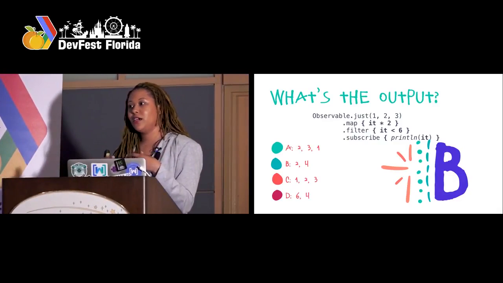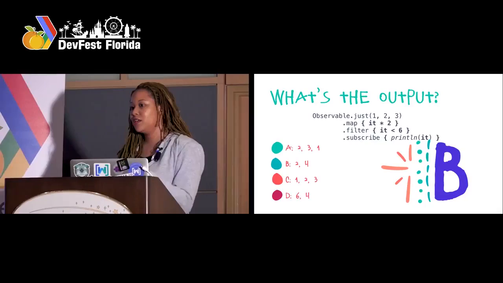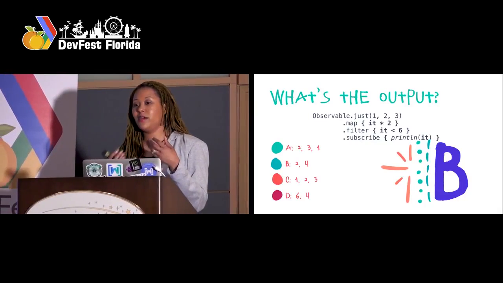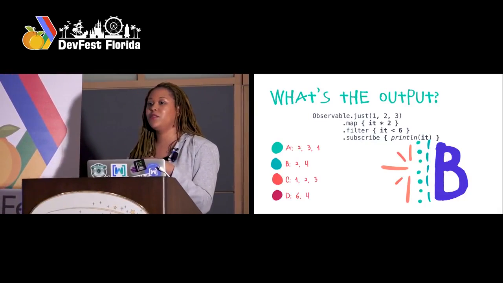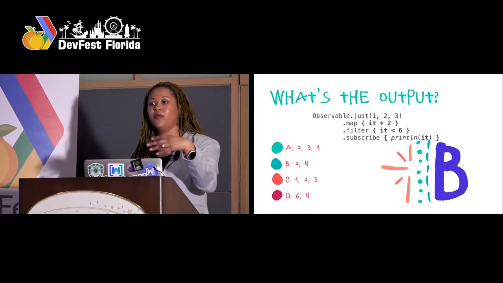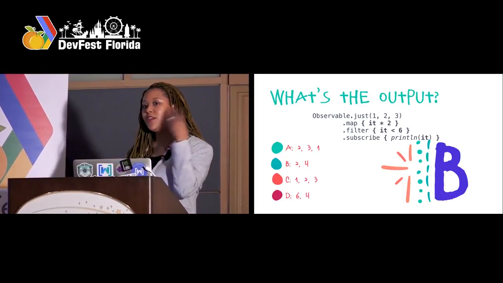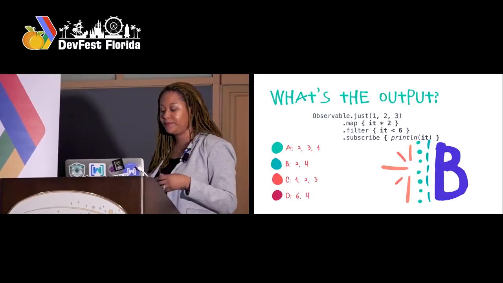So if you just kind of take your time when you're learning RxJava, start off with simple things like this. Numbers tend to work a little bit better when you want to understand how the chaining works and how the operators work, and then you can really start to wrap your head around it.